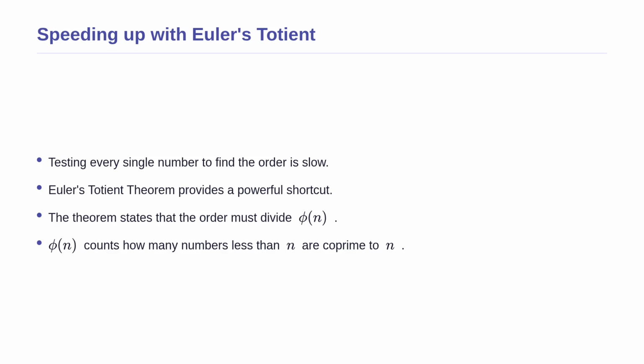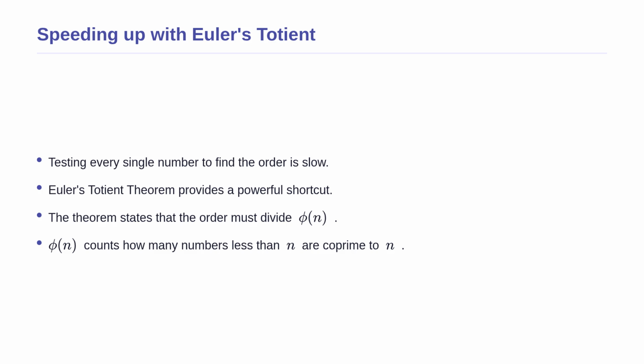So we have proven that the order perfectly divides any exponent that yields a remainder of 1. This brings us to a very practical problem. Testing every single number to find the order can be incredibly slow for large numbers. Thankfully, we can use theorems to speed up our work. Euler's totient theorem provides a powerful shortcut.